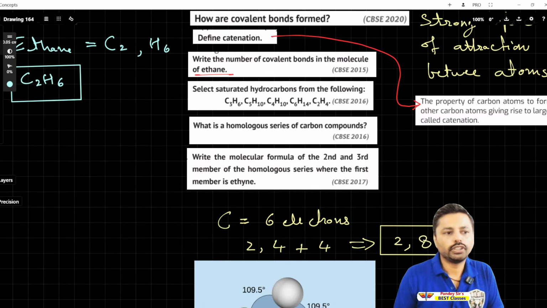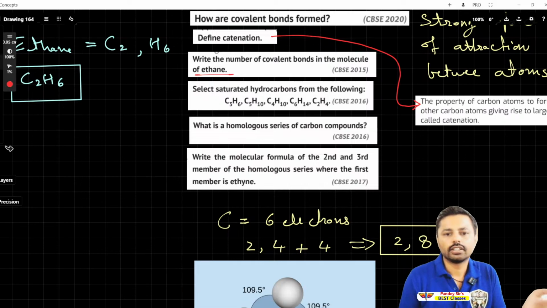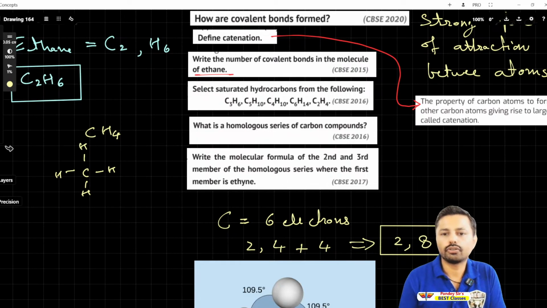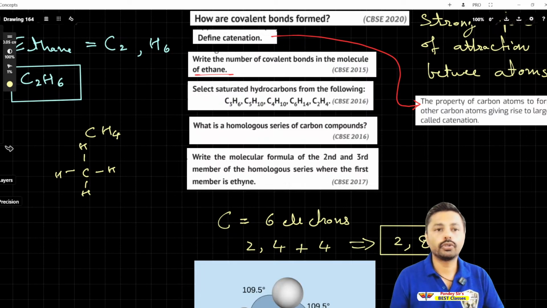Select saturated hydrocarbons from the following. Saturated. What do you mean by saturated? The hydrocarbon where you cannot fit more hydrogen. For example, CH4, or carbon with H4, H4, H4. Okay, CH4. This is a saturated hydrocarbon. You cannot fill more hydrogen over there.